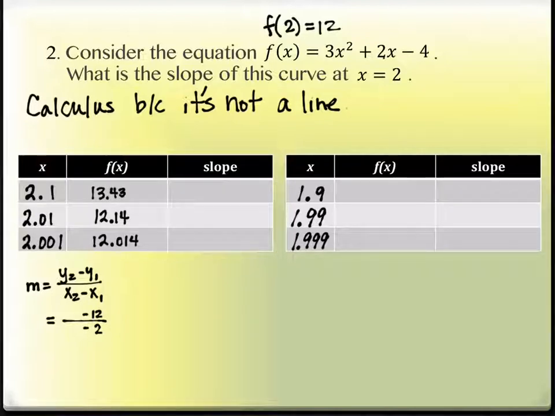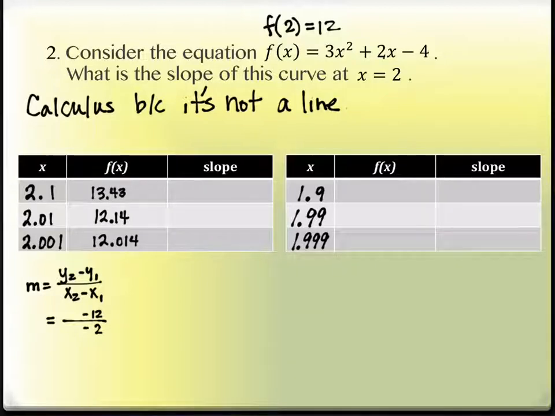Does it look like that? It's okay? I mean, we would expect that the number would get closer to 12, right? Because the x value is getting closer to 2. So it makes sense that the y value is getting closer to 12. Like, that seems quite reasonable.